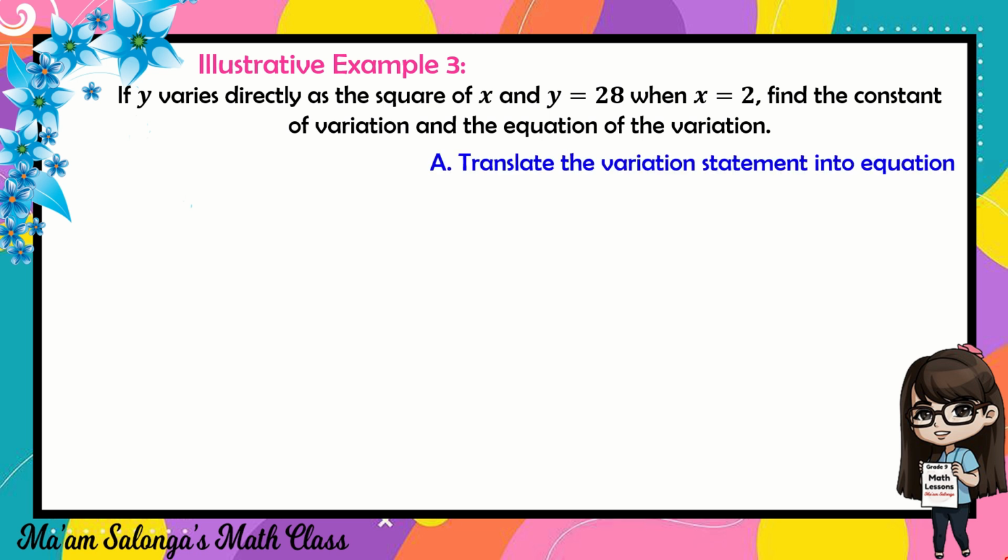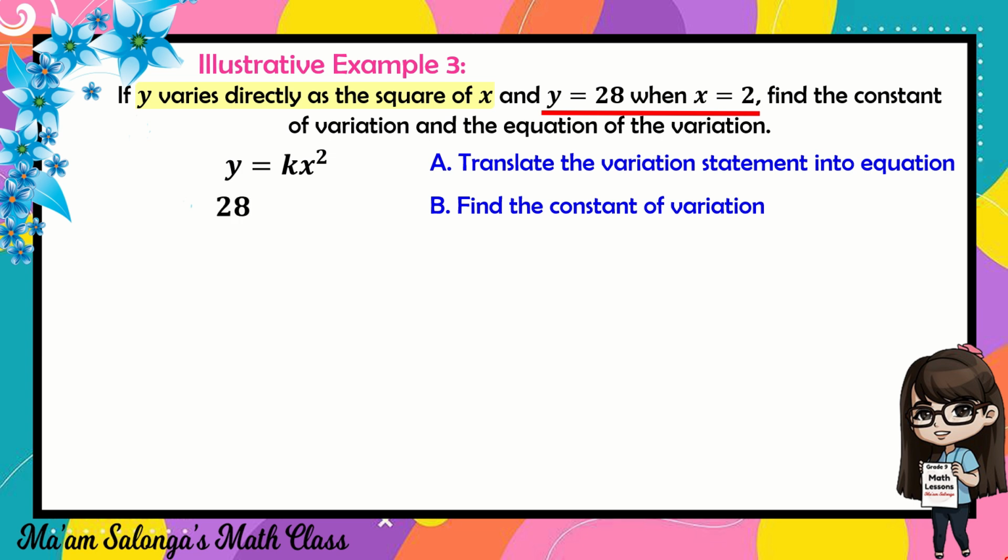So the first step that we need to do is to translate the variation statement into equation. So here is the variation statement. Y varies directly as the square of x. So since meron siyang as the square of x, yung x ay may exponent na 2. So we have y equals kx squared. The next step is to find the constant of variation. Using y equals 28 when x is 2, we will just substitute it to the mathematical equation.